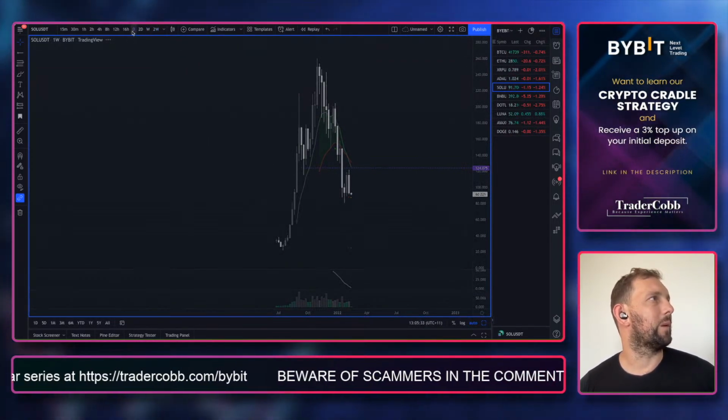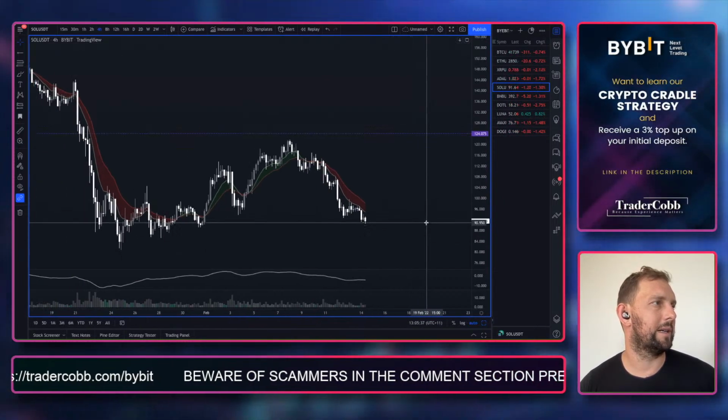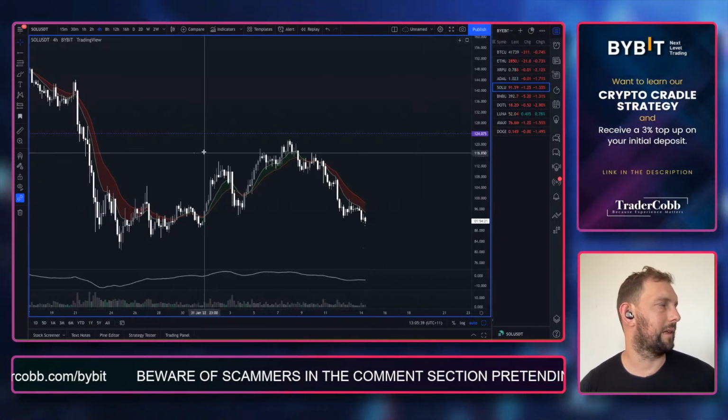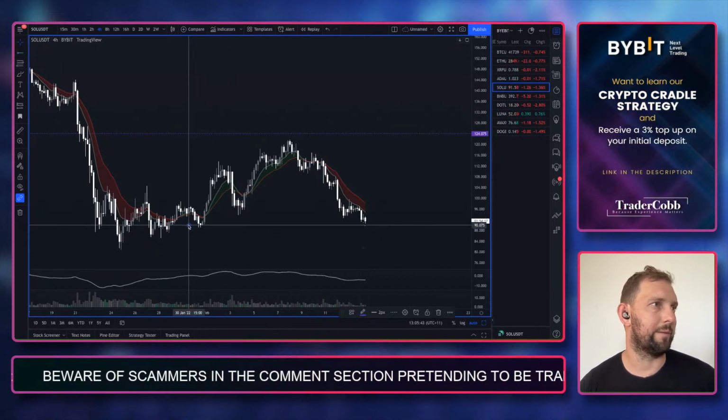And nothing really there on those higher time frames. Have a look at the daily. Drop down to the 4. Nothing really there. Heading into a bit of a level here on the 4.